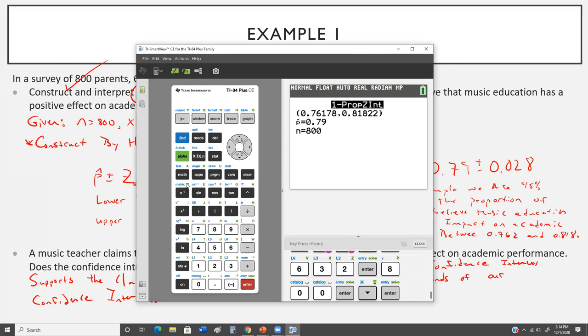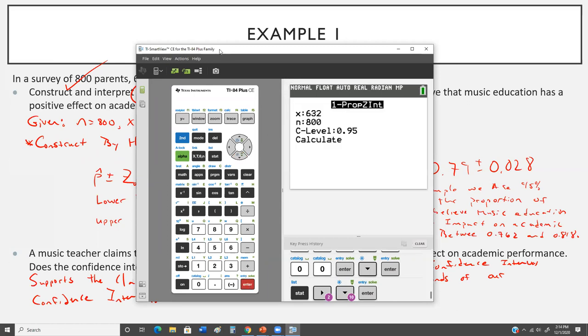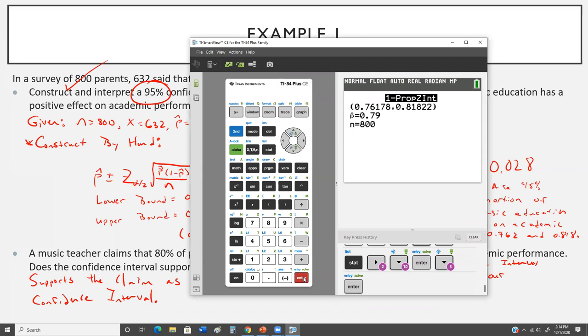0.818. Yeah, Emmanuel, yep. So you're going to go stat. You're going to go over to tests. And you have to scroll down a bit. And you want 1-prop z int right here. And then X is the number of people who said that it did have a positive impact, which is 632. N was the sample size, the 800 parents. And you're going to go to calculate. Did that help? Did you see it now? Yes. Okay, good. Even easier now with the calculator? It actually can't get much easier than that, right? Would you guys agree? Yep.